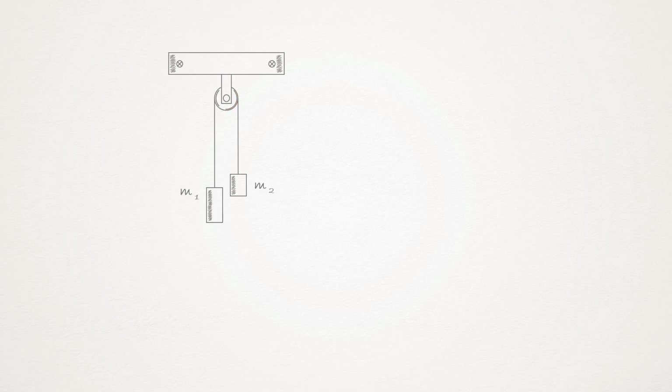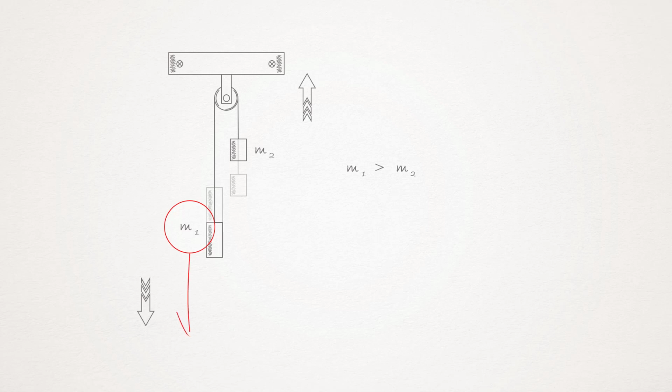Obviously, we are interested in the case where the masses are not identical. We want to know how one pulls the other, so we will assume that one of them is bigger than the other. Let's say that M1 is bigger than M2, so we know that when we release them, M1 will accelerate downward, pulling on M2 and making it accelerate upward. And the question here is, what is the acceleration of the masses?